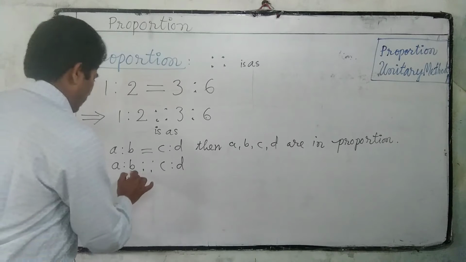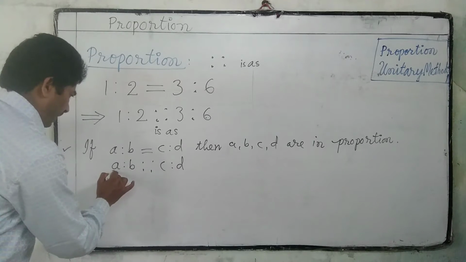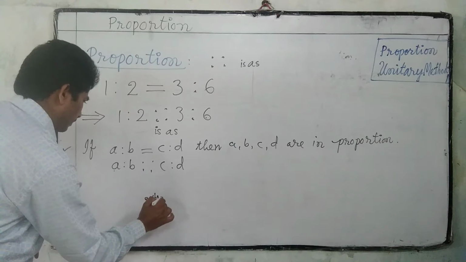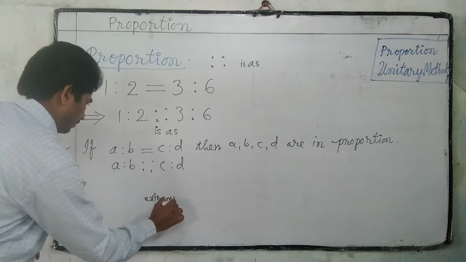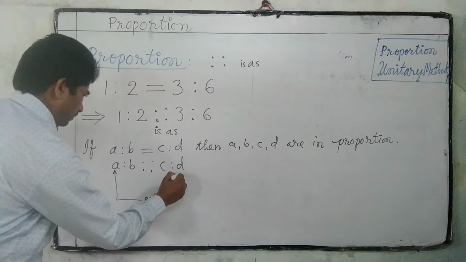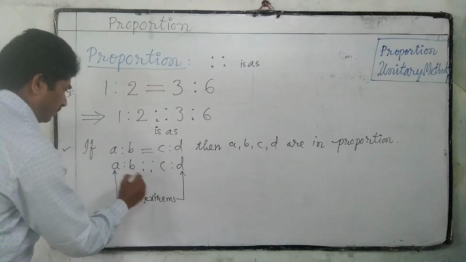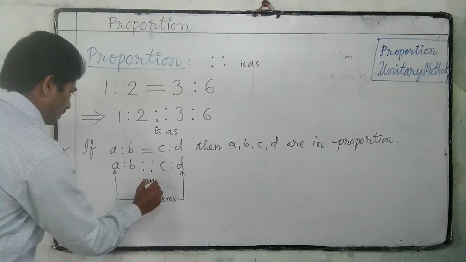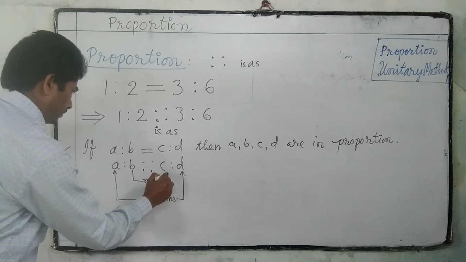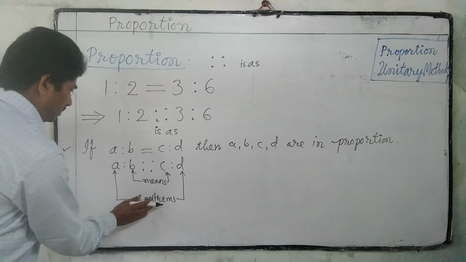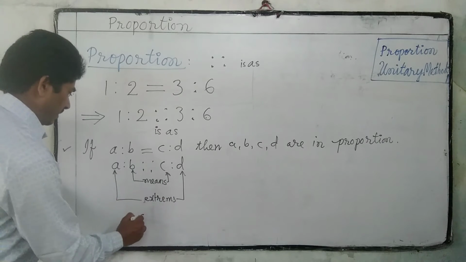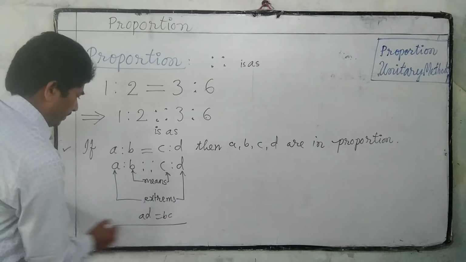In this, A and D are called extremes. These last terms are called extremes. These middle terms are called means. So product of extremes is equal to product of means. AD is equal to BC.